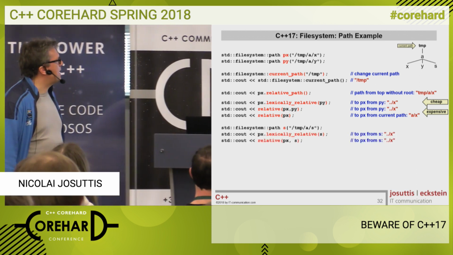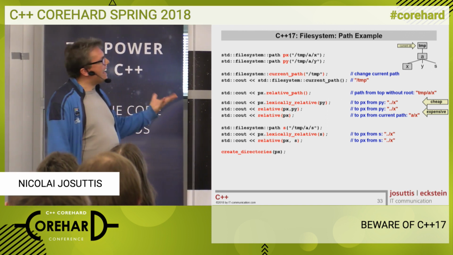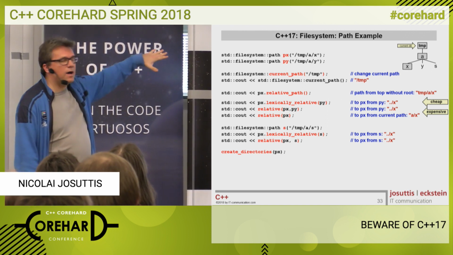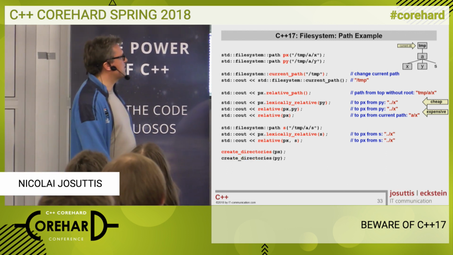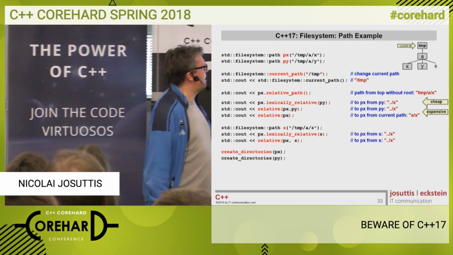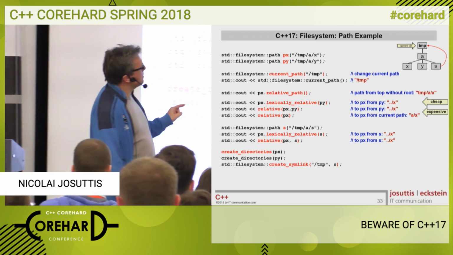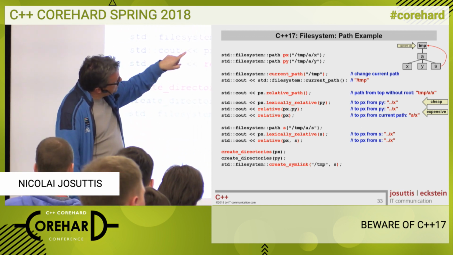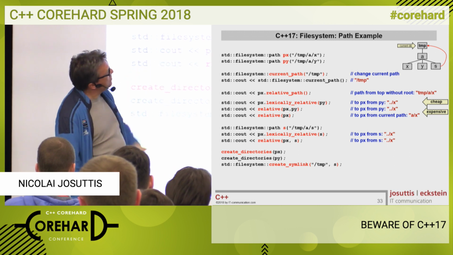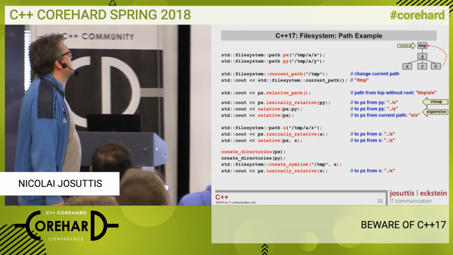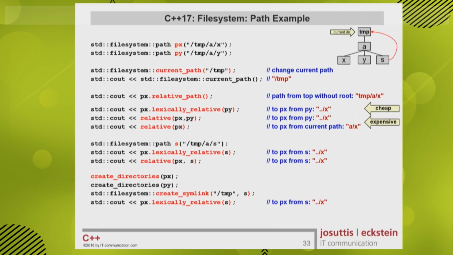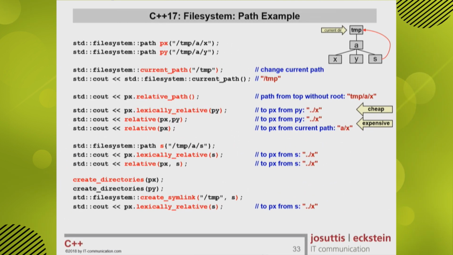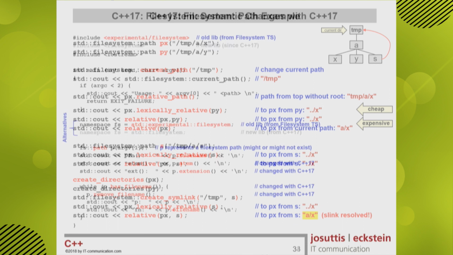So now let's create a path S, and now let's create all these files. So far this was theory. Now let's create directories there in the path, and let's create a symbolic link so that S is not a new directory under A, it's just a symbolic link to temp. And now you get the difference. So now if you ask for the lexical relative path, you go up to A and then to X, and when you ask for the relative path, the file system is taken into account and you get the other path. You should know that.